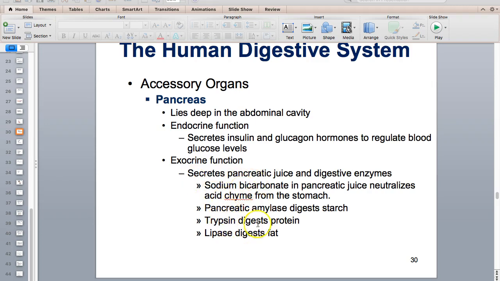Here are some of the enzymes that are released. Pancreatic amylase. Remember we had salivary amylase. Amylase digests starch, so there's more starch digestion that will occur here. Trypsin, also produced by the pancreas, will digest proteins. We had another one, pepsin, in the stomach, that was going to digest protein. Well, now this will further digest proteins. Lipase will digest fat. Remember we talked about bile that's produced from the liver will help emulsify the fat, but then it actually gets further broken down by the lipase that's secreted by the pancreas.